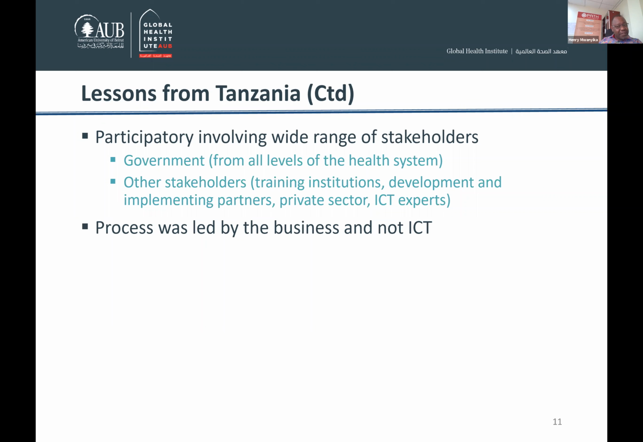Also, the process for Tanzania was led by the business, meaning people from the health side and data, not ICT. And that increased the buy-in from the sector, so they did not see it as an ICT initiative. And the focus of the strategy is the health sector, not the Ministry of Health, because we've seen in many countries they are developing digital strategy for the Ministry of Health. But in Tanzania, it was all about the health sector.